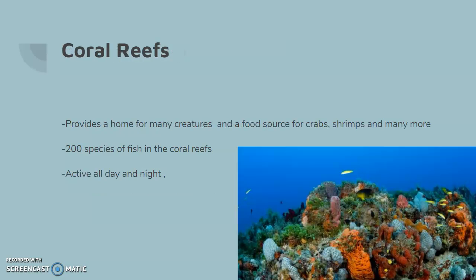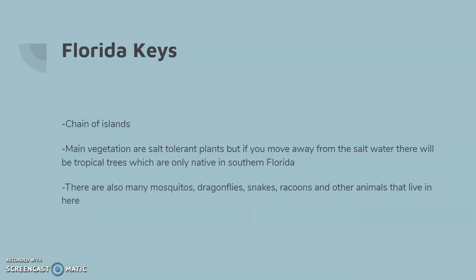The second one is coral reefs, which provide a home for many creatures and a food source for crabs, shrimps, and many more. There are about 200 species of fish in the coral reefs, and it is active all day and night. The third is the Florida Keys, which is a chain of islands. Its main vegetation are salt-tolerant plants, but if you move away from the salt water, there will be tropical trees, which are only native in southern Florida. There are also many mosquitoes, dragonflies, snakes, raccoons, and other animals that live here.